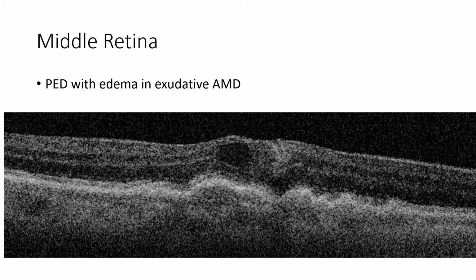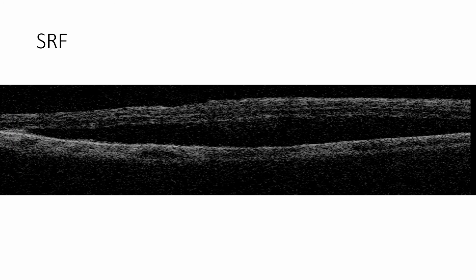Commonly, you'll see PEDs with edema in exudative age-related macular degeneration. Subretinal fluid is also a very common OCT finding. Here again, the fluid is between the RPE and the neurosensory retina.